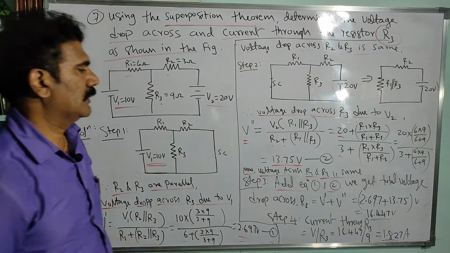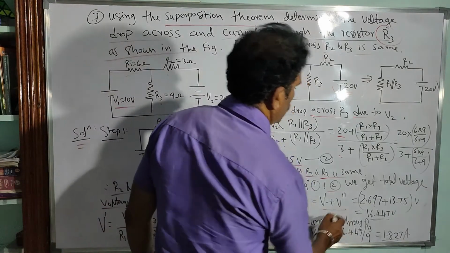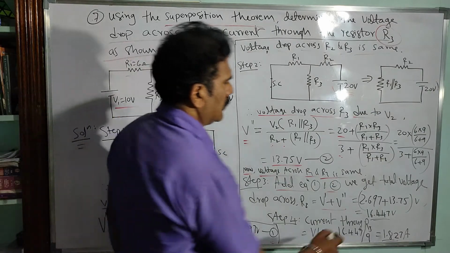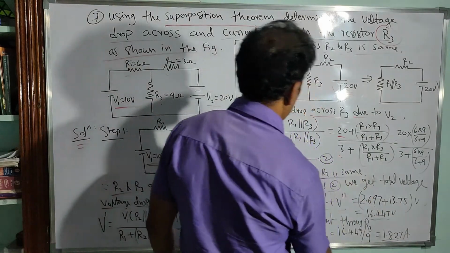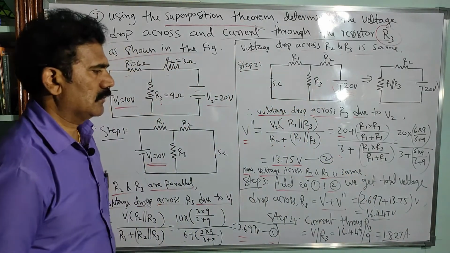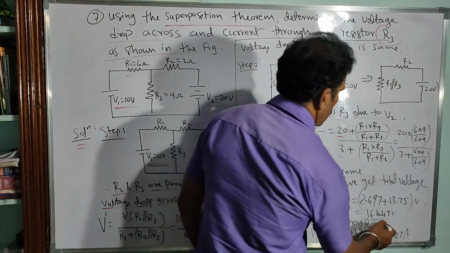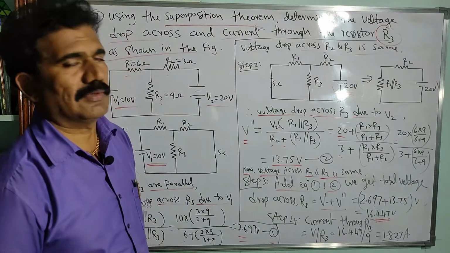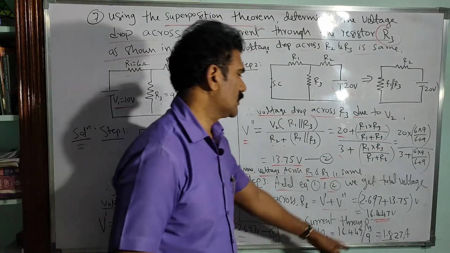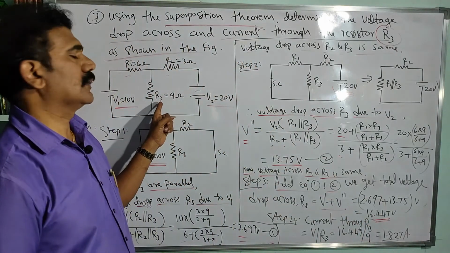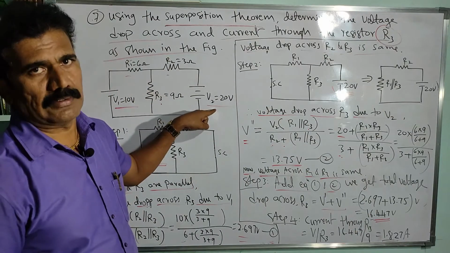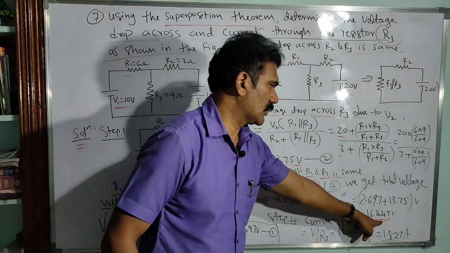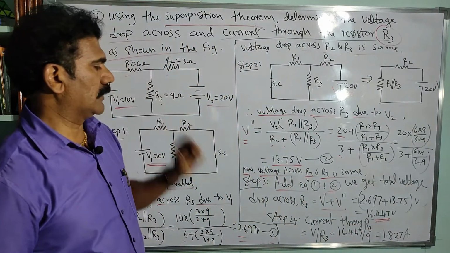So that is V dash plus V double dash. So 2.697 plus 13.75 from equation 2. After adding, you will get 16.447 volts. 16.447 volts is the total voltage drop across the resistor R3 when both the sources are present. You have to understand it in that way. When both the sources are present, this is the total voltage drop across the resistor R3.